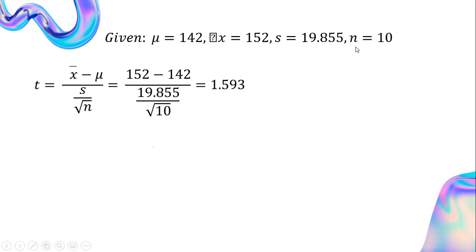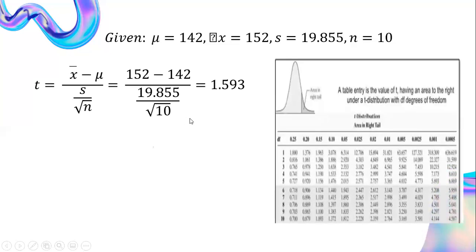Why? Because your n is less than 30. Remember the difference between using the z-test and the t-test: if your n is greater than or equal to 30 and the population standard deviation is given, then you need to use the z-test. Otherwise, you will use the t-test. So as for our example, we'll be using the t-test since the sample size is very small.